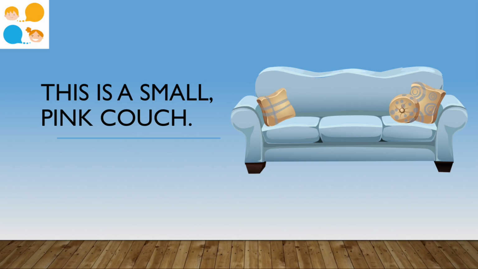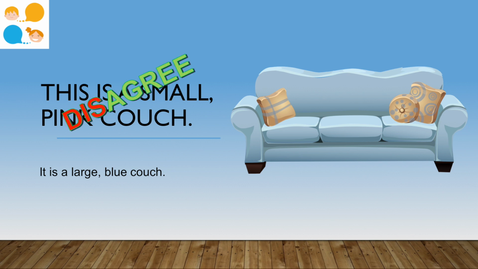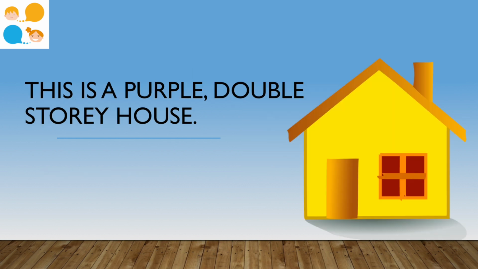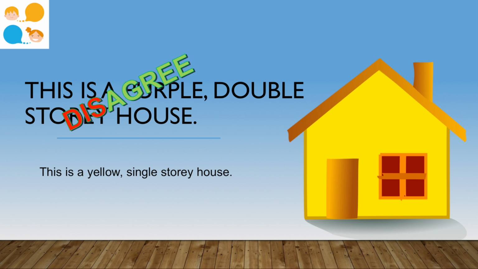This is a small pink couch. Do you agree or disagree? Well, it is in fact a large blue couch. So the answer should have been disagree. Ready for the next one? This is a purple double-story house. Do you agree or disagree? Well, this is a yellow single-story house, so you should have said, I disagree.